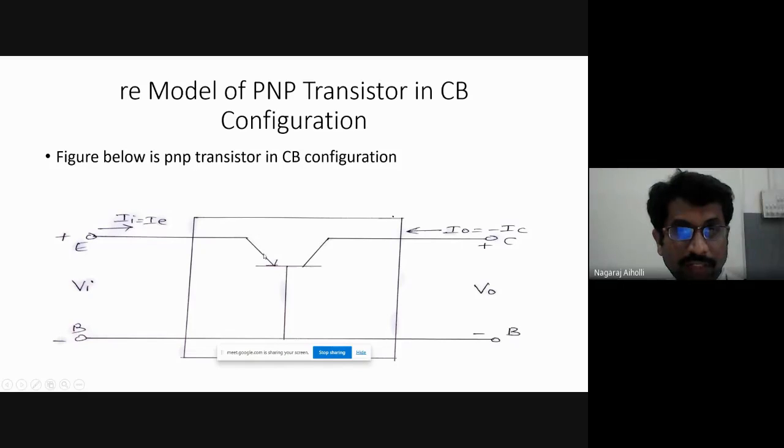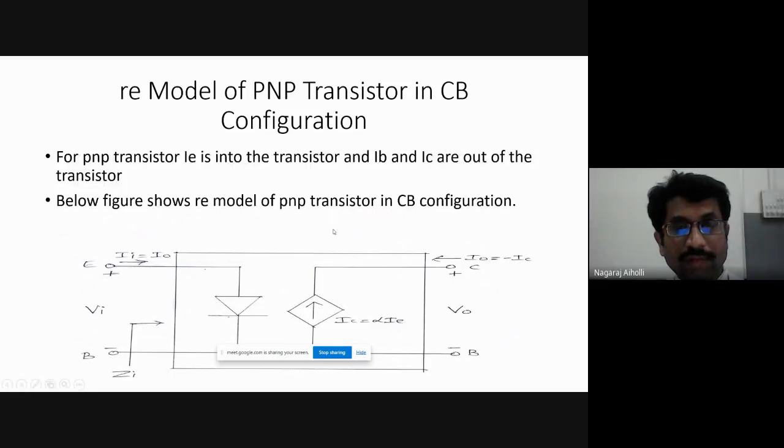The emitter current is flowing into the transistor, therefore it is plus IE. The collector current is moving out of the transistor and hence it is taken as minus IC. You can just look at the direction. IE is into the transistor, whereas base current and collector current will be away from the transistor. Hence, II is taken as plus IE, whereas I0 is taken as minus IC.